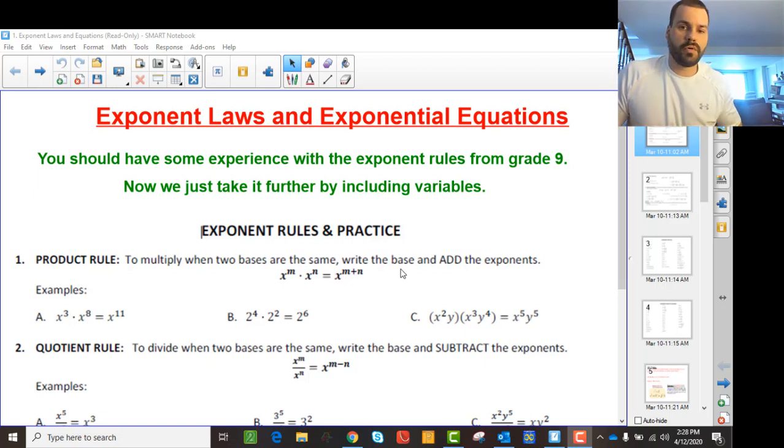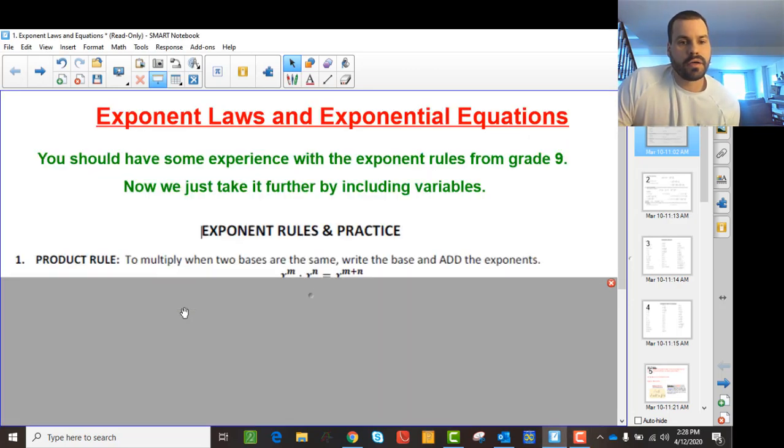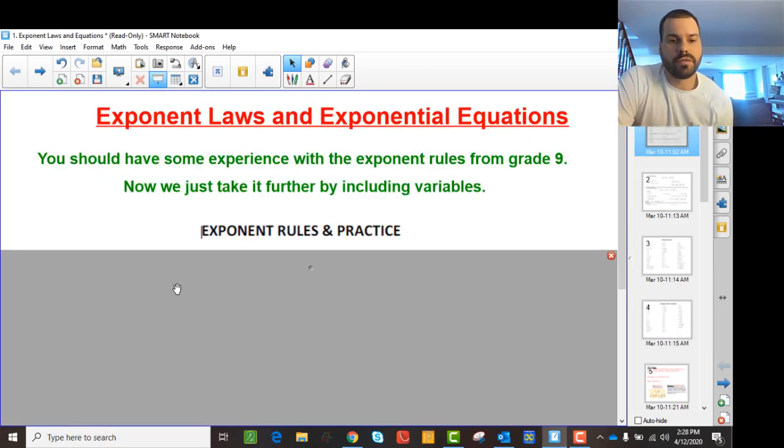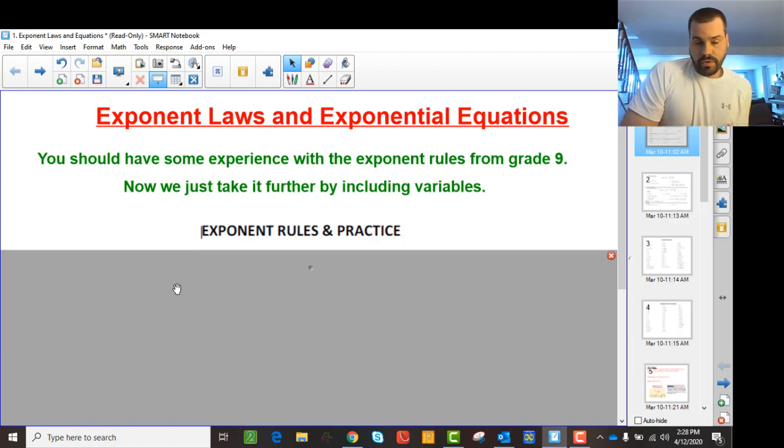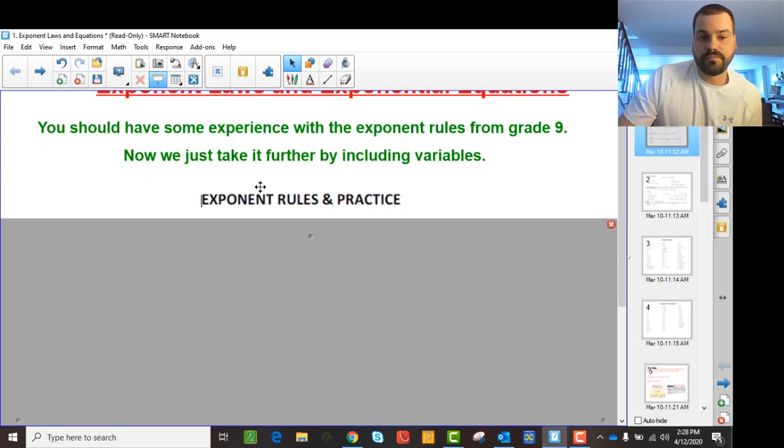We're talking about some exponent laws and exponential equations. You should know these laws. In theory, you should have practiced a little bit with them in grade 9. What happens in grade 9 is you only talk about the exponential laws with numbers. So you do things like 3 squared times 3 cubed, that kind of stuff. With this, now we're going to include variables. But the rules are the same. So we're just going to review them.